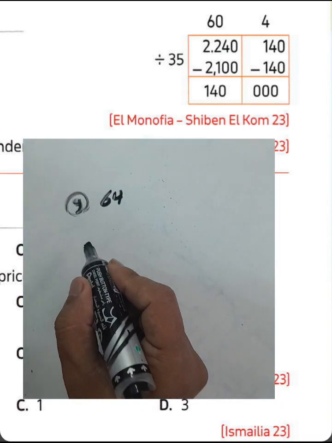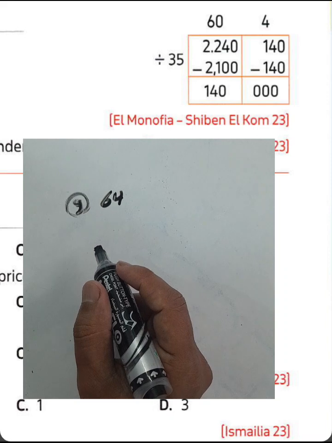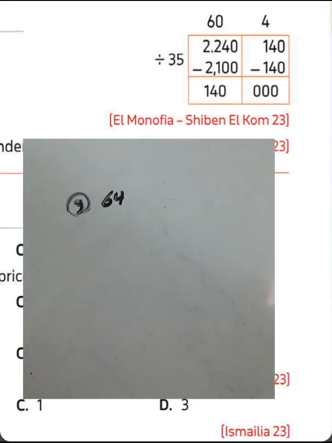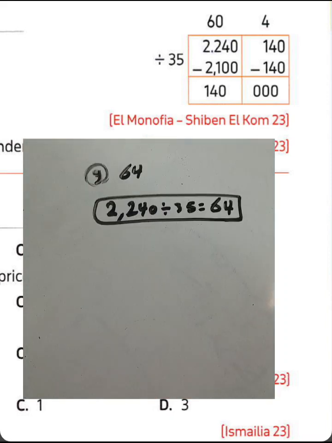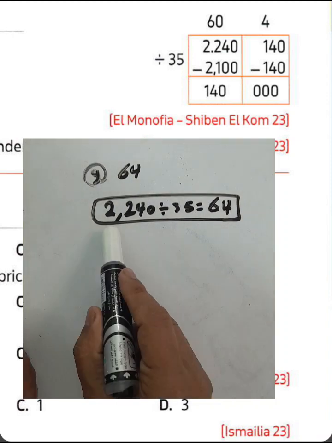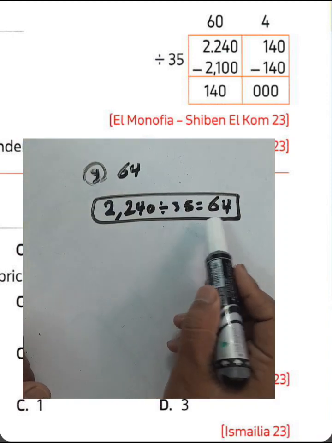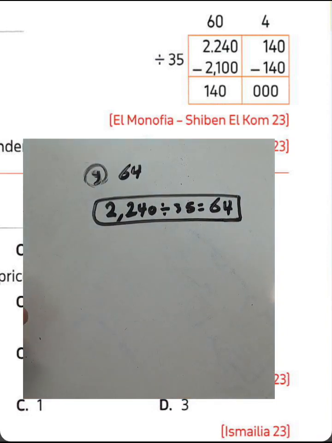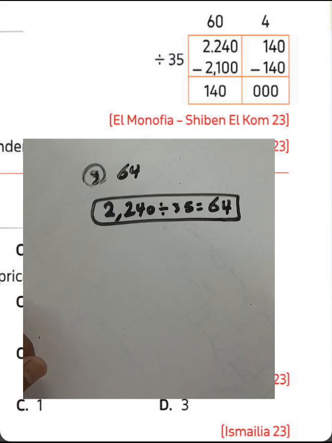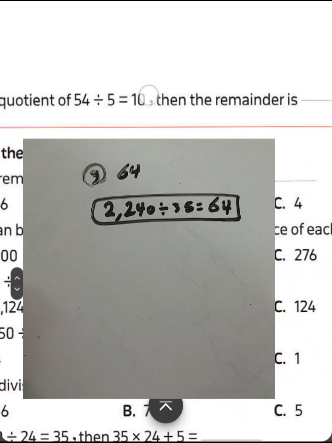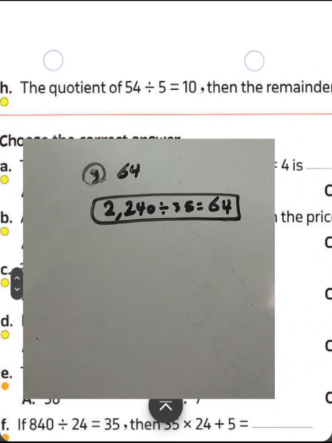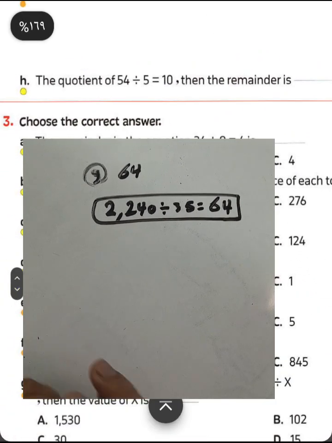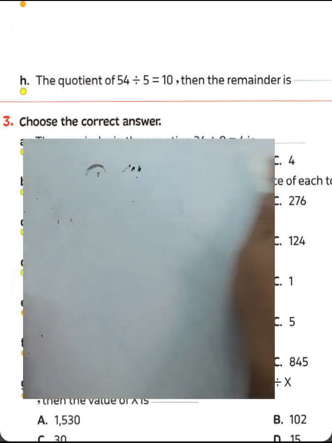If you want to find the equation here, you can write 2240 first. Okay, 2240 divided by 35 equals 64. You can find this equation: write this number, we call it the dividend, and 35 the divisor, and 60 plus 4 equals 64, we call it the quotient. And what about letter H here? The quotient of 54 divided by 5 equals 10.